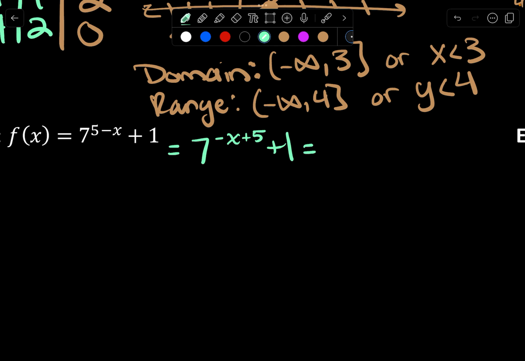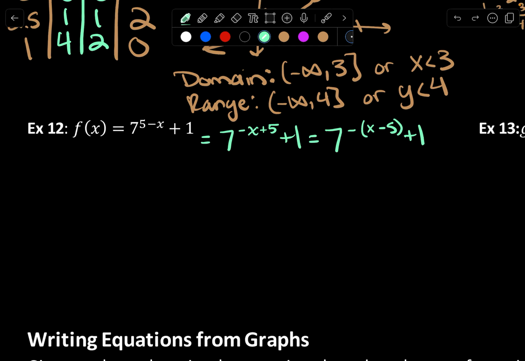And now from here, we still want to isolate the x. So I'm going to factor out a negative. So we'll have x. When I factor out a negative, I'm going to multiply this with, it's the same thing as dividing by -1. You'll multiply by -1. So we'll have x minus 5, plus 1. That way, when we distribute this, we still get the plus. So that's a way to check that.